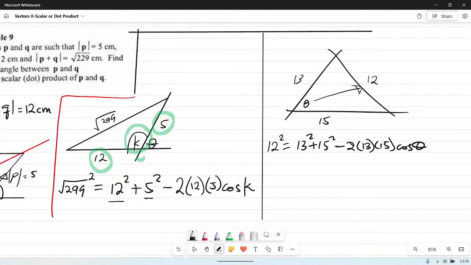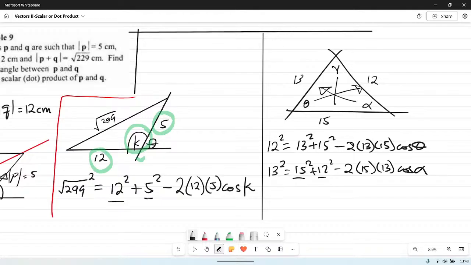Now another situation. What if I put the angle here? Maybe the angle is alpha, and I want to use the cosine rule. You see, the alpha is facing the 13, right? So I write 13 squared equals 15 squared plus 12 squared minus 2 times 15 times 13 cos alpha. If I put an angle here, maybe gamma, and I want to find gamma, I'll take the side opposite to gamma, which is 15 squared equals what? Let me write.